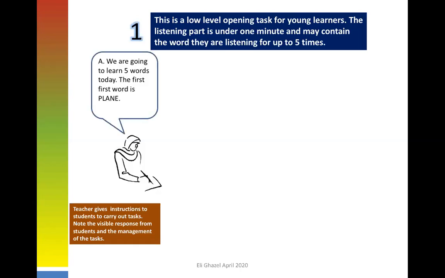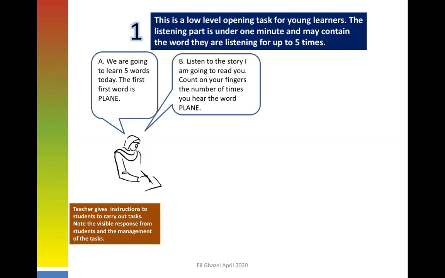Here's an example. The teacher said, we are going to learn 5 words today. The first word is plane. Listen to the story I'm going to read you. Count on your fingers the number of times you hear the word plane. So notice that this cannot be done the first time. It has to be done several times with familiar words such as ice cream and pizza, things that the kids already know, until they're familiar with this task tool.